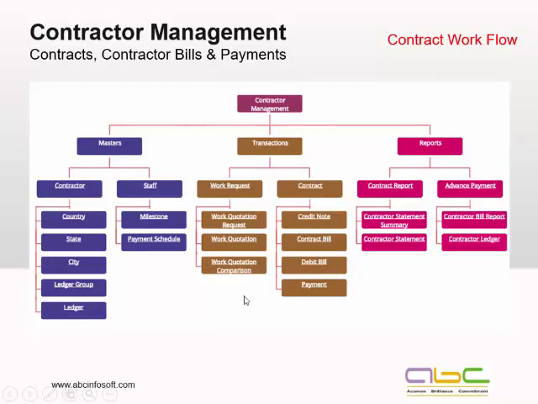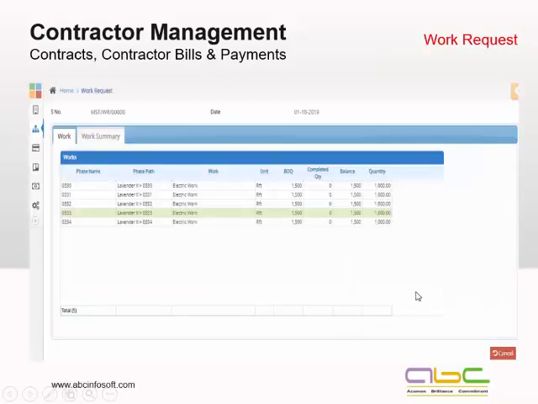Now this is the contractor workflow, again the masters of the contractor, transactions. Now one more thing is there, when we are going for the contract thing, we can even go for a complete selection of the contract process as well. So we can have a work request, then quotation request, work quotation, and then comparison of the quotation. Then we can go for the contracts, credit note, credit bill, contractor bills, debit notes and payments. And then we have multiple reports for this.